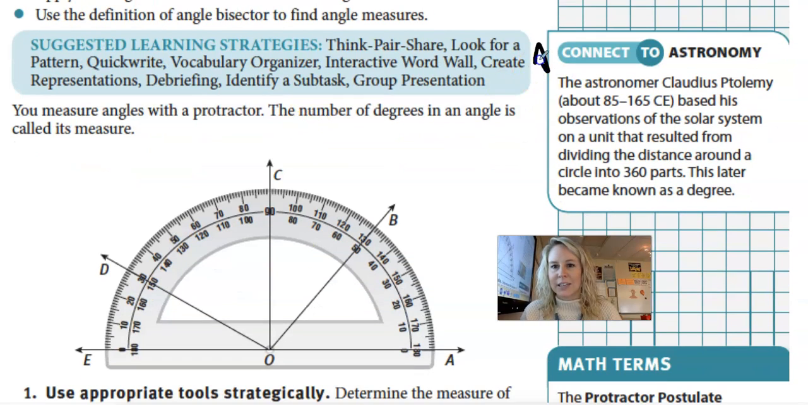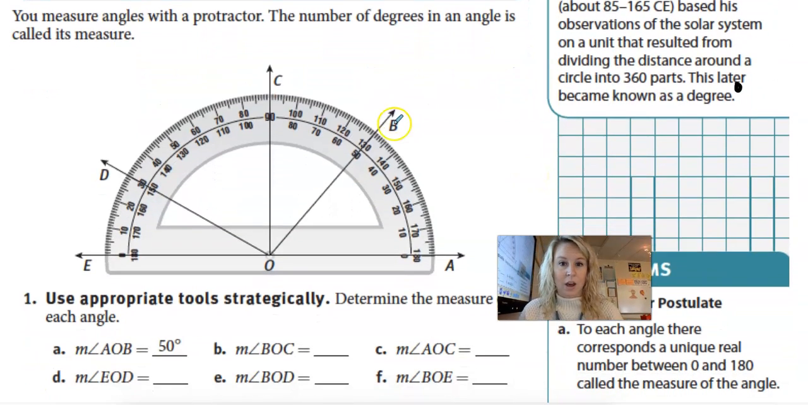Alright, so let's take a look at this connection to astronomy. I love astronomy. So the astronomer Claudius Ptolemy, in about 85 to 165 CE, based his observation of the solar system on a unit that resulted from dividing the distance around a circle into 360 parts. This later became known as a degree. So Claudius invented the little degree symbol. How cool. Go Claudius.